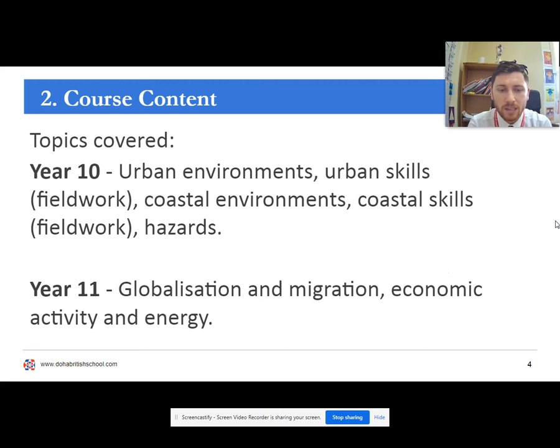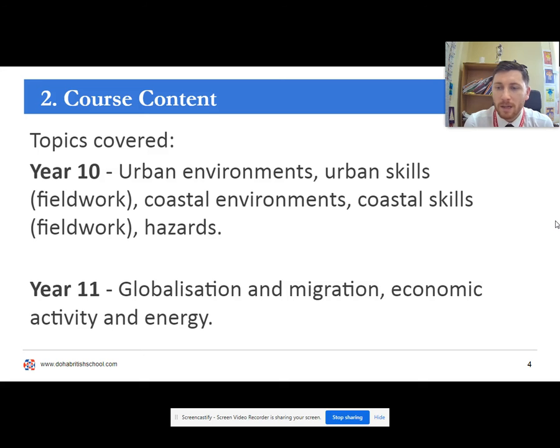In Year 10, we start with urban environments, where we look at things like why are cities located where they are, how have cities grown, why have cities grown. We also look at problems that these cities face, and we look at futuristic kind of sustainable cities as well. How can we make cities that last long into the future without impacting on the natural planet too much?